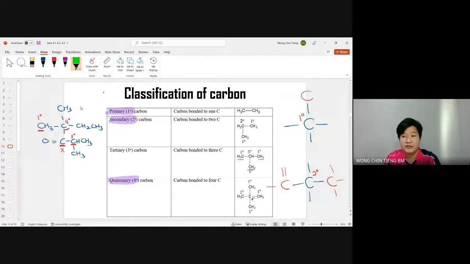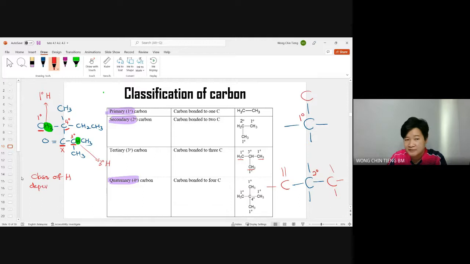How do we classify hydrogen? Is it easy? If the hydrogen sits on a primary carbon, it belongs to that primary carbon, so automatically all of these hydrogens are primary hydrogens. It's easier than carbon. If the hydrogen sits on a tertiary carbon, automatically it is a tertiary hydrogen. See? So the class of hydrogen depends on the carbon it is attached to.